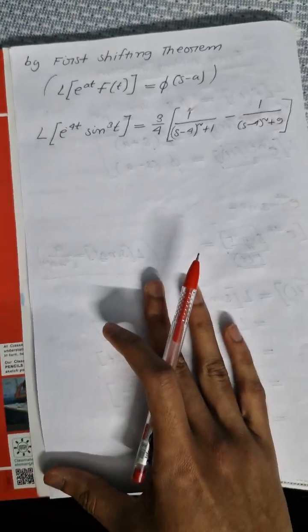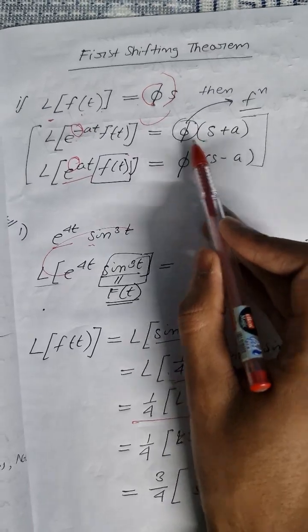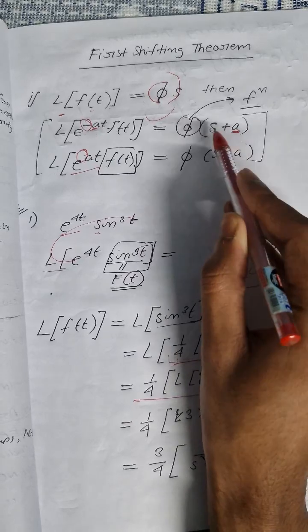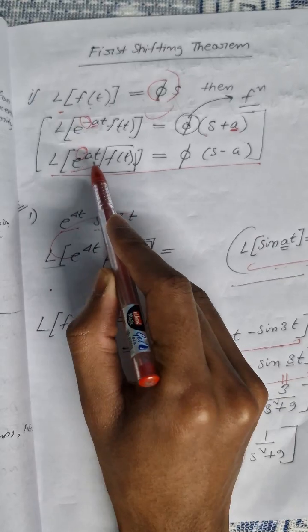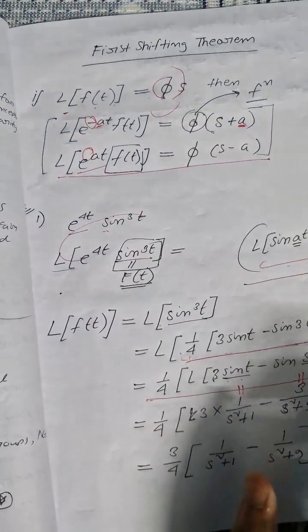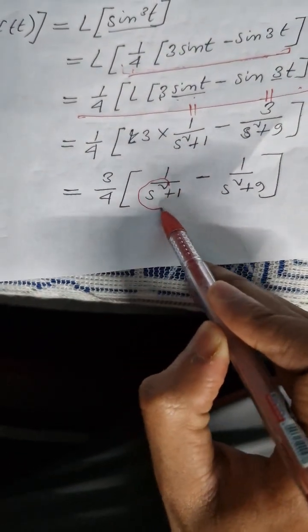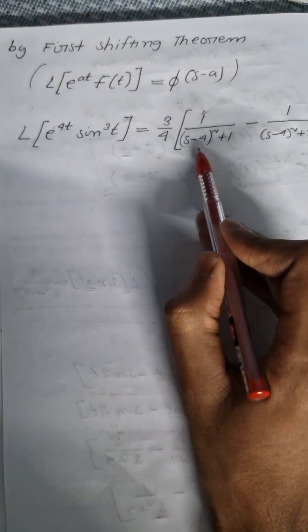Now we can relate with the definition to understand it better. You can see that this a is some constant. So here we have applied this definition, e to the power at f(t) equals phi(s minus a). The phi here is the function, and s minus a we have to put in s's place. S is some variable, so we have to put the value in s's place. Like that it becomes s minus 4.